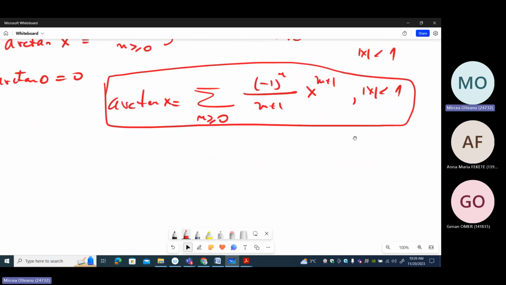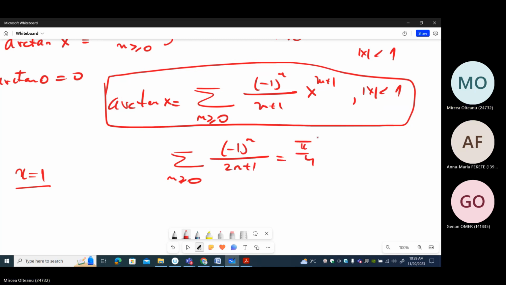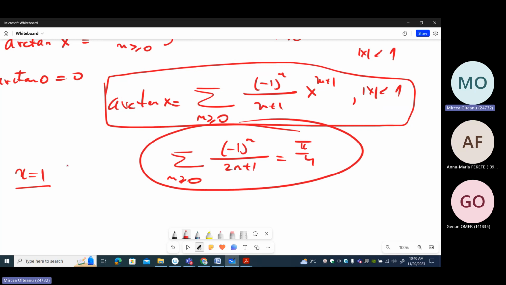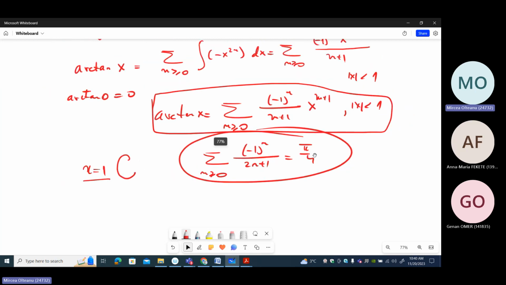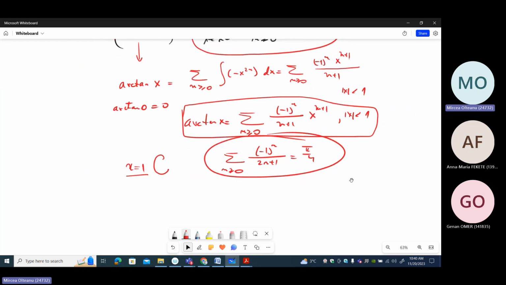For instance, this is not the goal of our exercise, but if you put here x equals 1, or for both x equals 1 and x equals minus 1, you get convergent series, and for x equals 1, you get the famous Leibniz formula, that the sum of this series equals pi over 4. Simply because when x equals 1, the corresponding series is convergent according to Leibniz test. Okay, so let's come back to our problem.